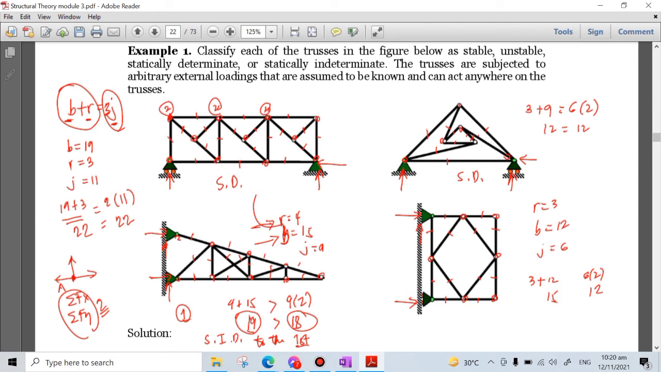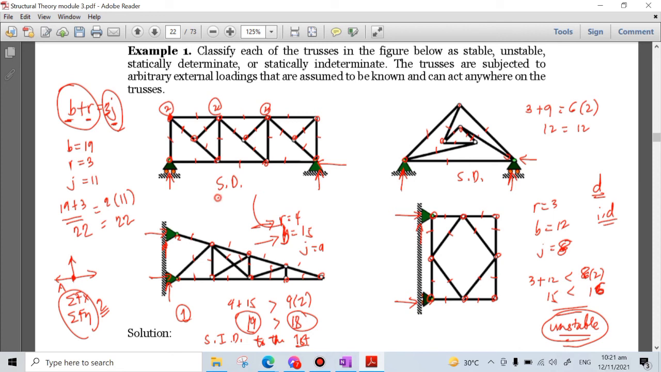Kaya ba? Kulang ba ako ng bilang? Ito pa, ito, at saka ito. Sorry. So, this is 8. And this is 8. So, this is 16. So, 15 is less than 16. Ibig sabihin po nito, this is unstable. Pag unstable, wala tayong determinacy. Hindi siya determinate, hindi siya indeterminate. Unstable lang siya.